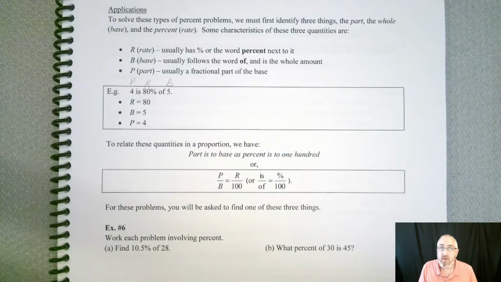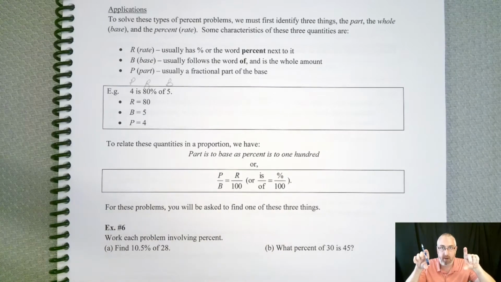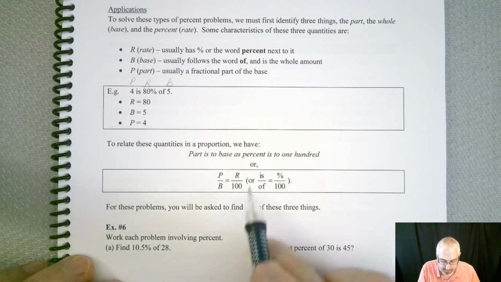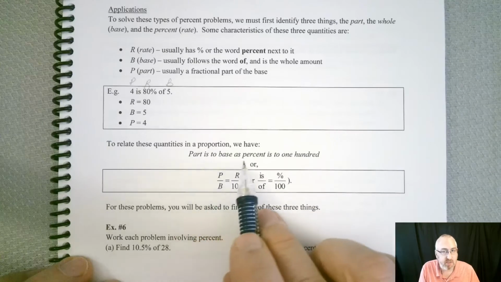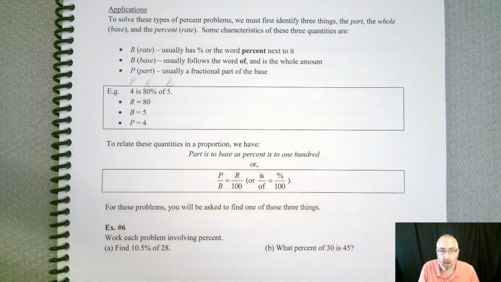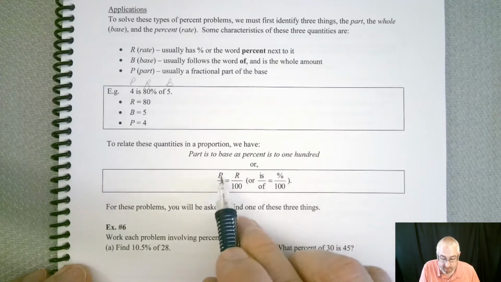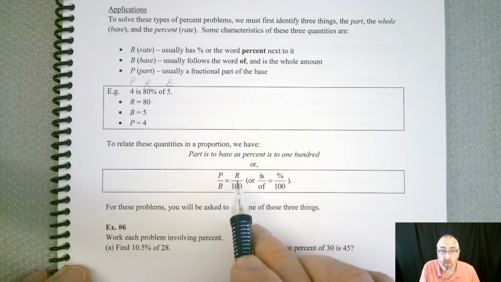Once you've identified those three pieces, now you can put it into a proportion, or basically one fraction equal to another fraction. So the phrasing for it is here. Part is to the base, as percent is to 100. Okay, what does it look like? Well, P over B equals R over 100.